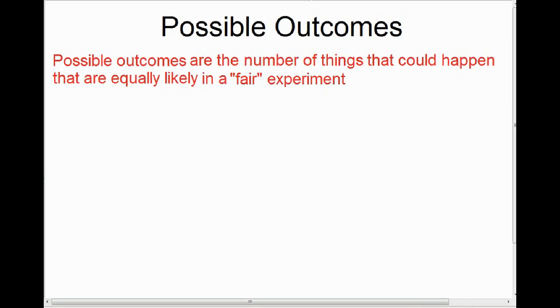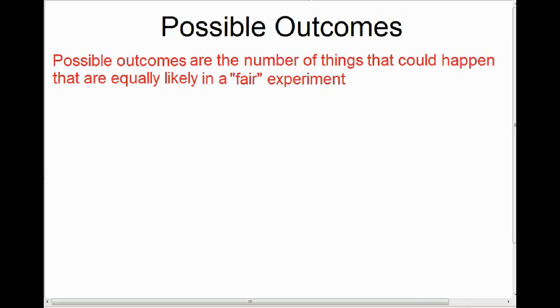But if you think of an example like flipping a coin, when you flip a coin, there are two things that could happen. The coin could land on heads or it could land on tails. And those two outcomes are equally likely. You have the same chance of either one of those two outcomes happening. So flipping a coin is an example of a fair experiment.